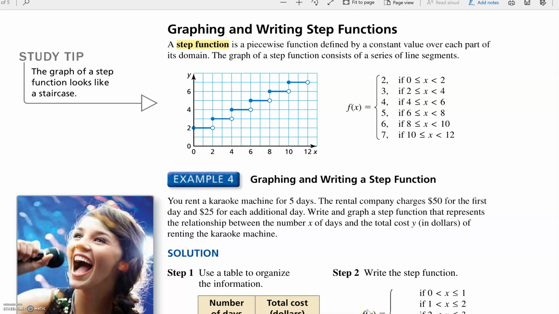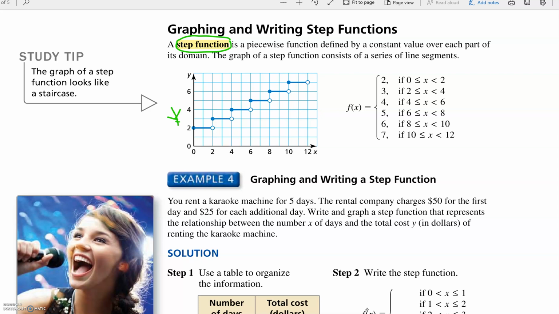All right, the next section of our lesson 1.2 talks about step functions. So what do we mean by a step function? We have an example of one graphed right here. A step function looks like a staircase. Step 1, step 2, step 3, 4, and so forth. It could also be going down.